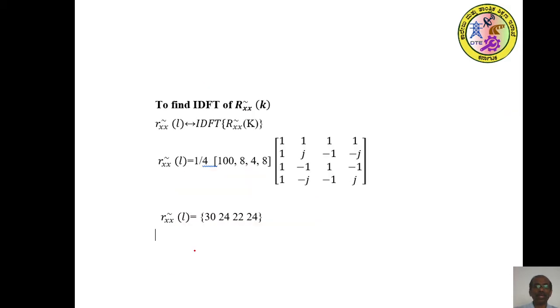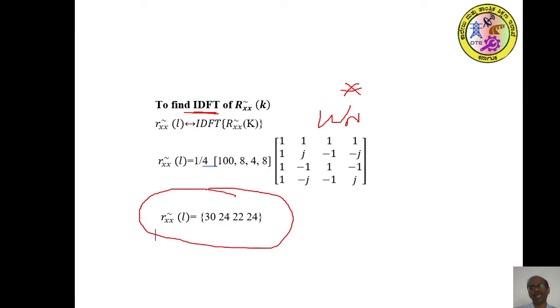Now what I'll do is apply the IDFT for this. You know the IDFT can be calculated using the linear transformation approach by taking the complex conjugate of the twiddle factor matrix. Hope you remember this concept. Multiply the twiddle factor matrix with this and scale it by 1 by 4, you get the final answer.